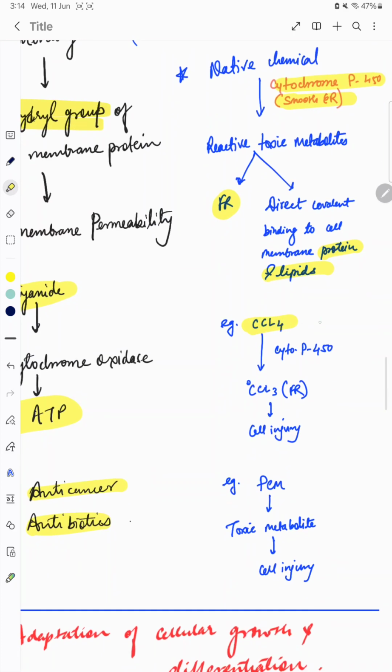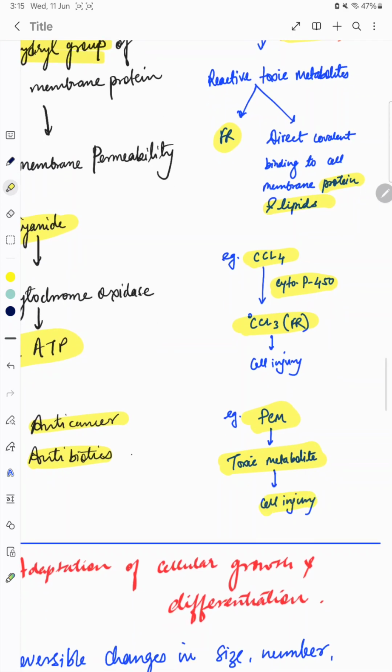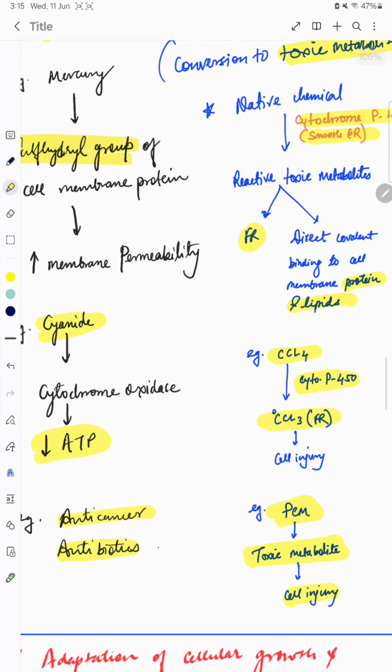For example, CCl4, by the action of cytochrome P450, is converted into the CCl3 free radical and results in cell injury. Paracetamol and its toxic metabolites will also result in cell injury.